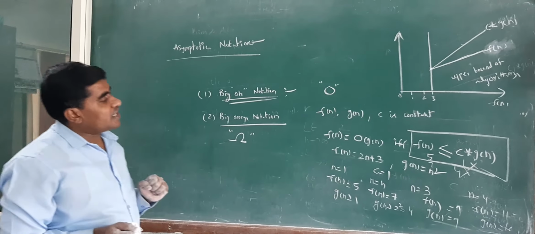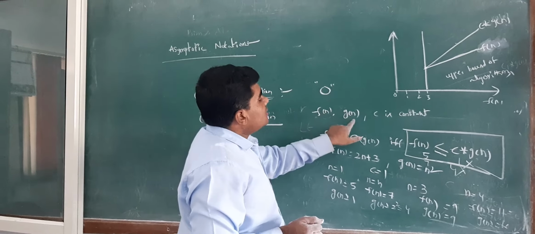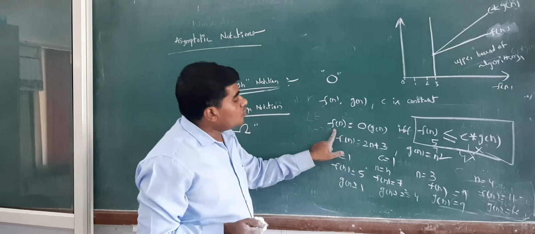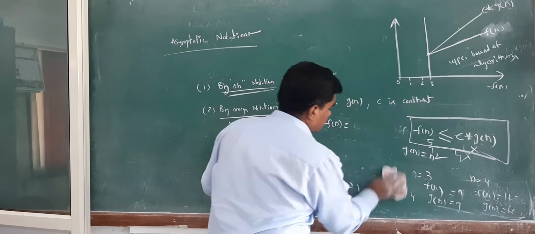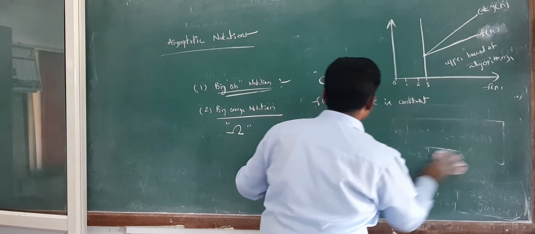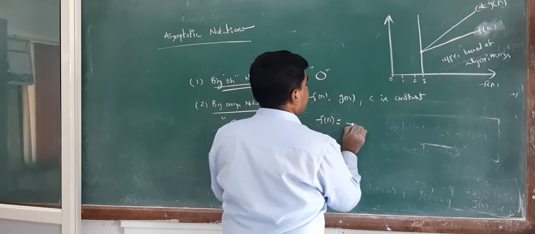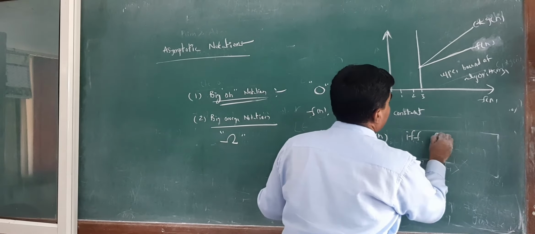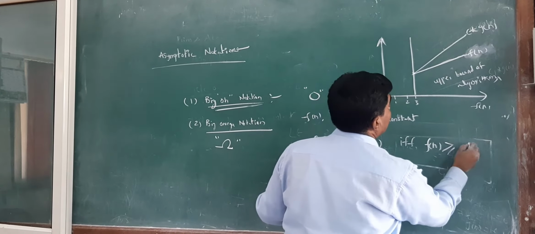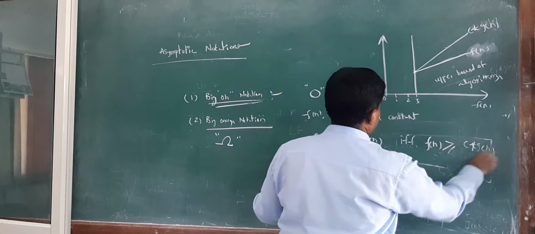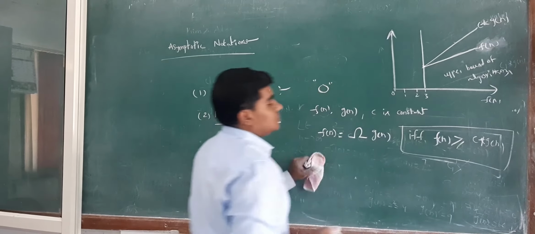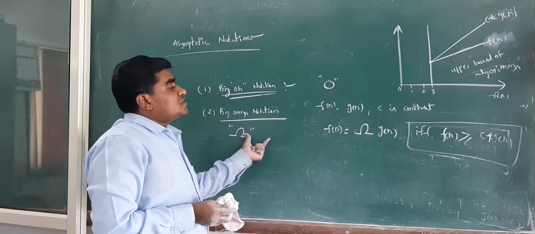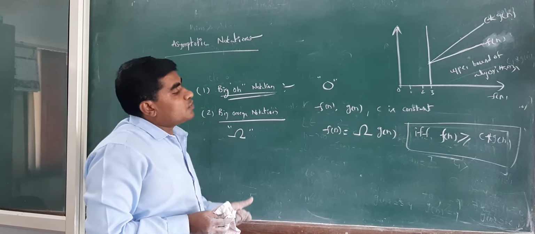Mathematically, we can define that f of n and g of n are two non-negative functions, and c is a constant. f of n equal to omega of g of n, if and only if f of n is greater than or equal to c star g of n. So it represents the best case time complexity, meaning the minimum amount of time required to complete the task.